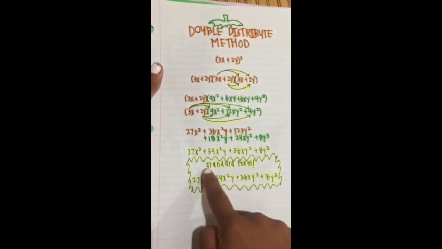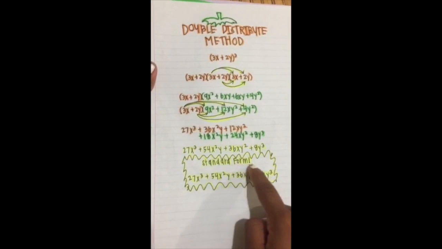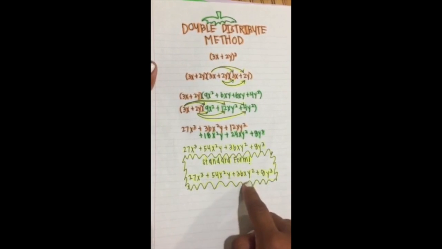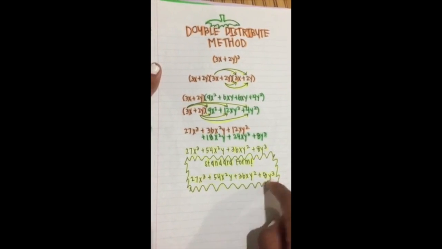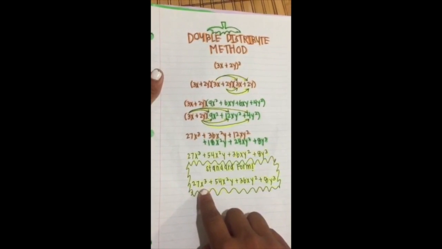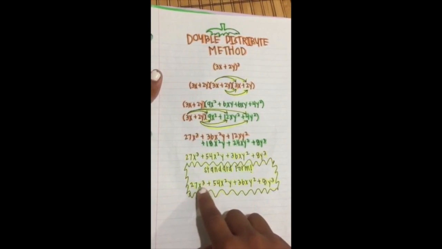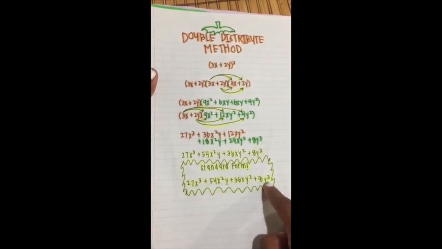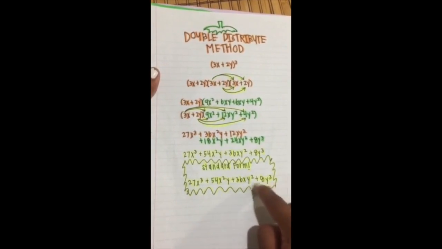Once combined like terms, make sure the polynomial is in standard form, meaning ax squared plus bx plus c. The leading factor with the highest degree is the first term of the polynomial. The degree of x decreases from left to right, and the degree of y increases from left to right.